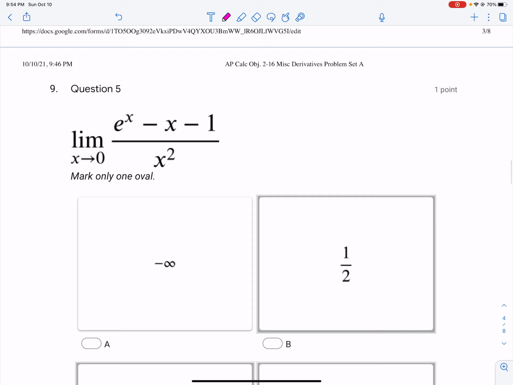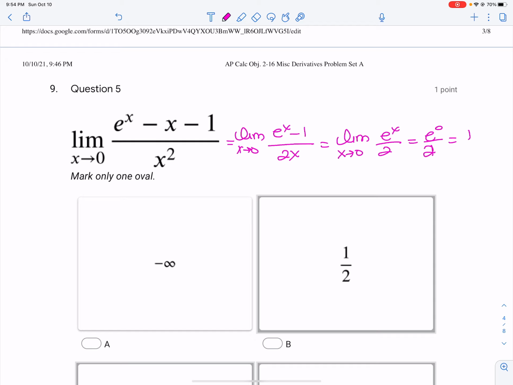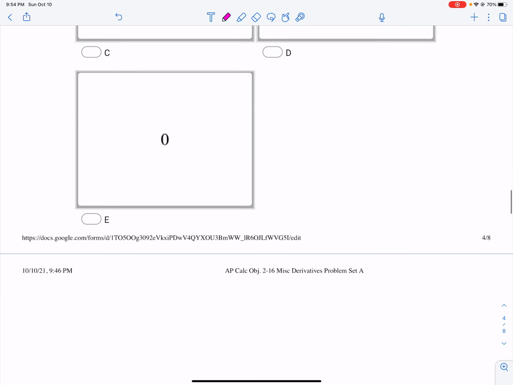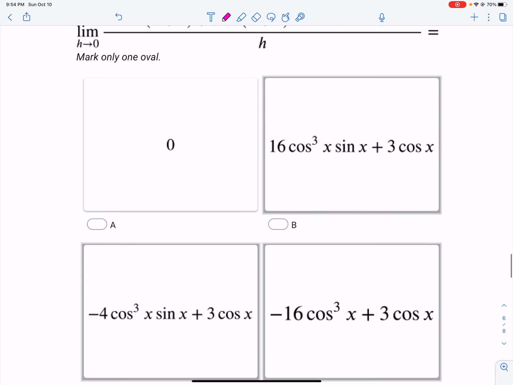All right, question 5 looks like L'Hopital's rule. So I'm going to take the derivative of the limit as x approaches 0 of (e to the x minus 1) over 2x. I have to do it again. Limit as x approaches 0, I get e to the x over 2. When I plug in 0, e to the 0 over 2 is 1/2. Okay, and that is almost it.